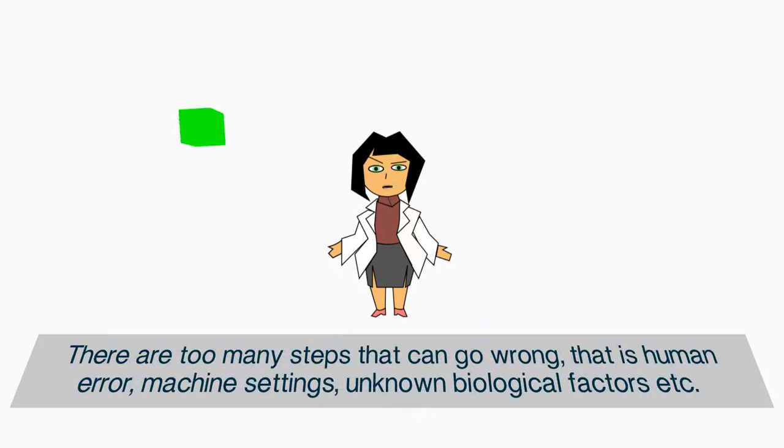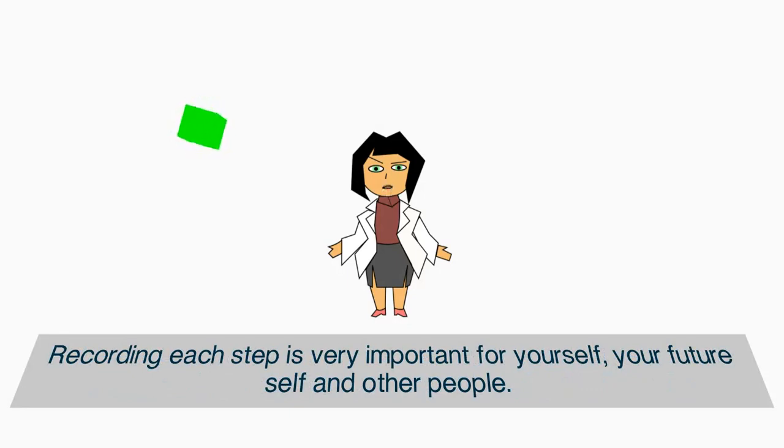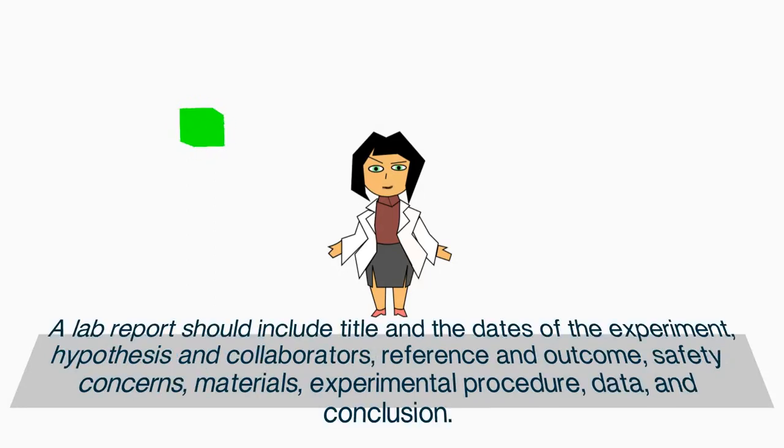There are too many steps that can go wrong, that is, human error, machine settings, unknown biological factors, etc. Recording each step is very important for yourself, your future self, and other people. A lab report should include the title and dates of the experiment, hypothesis and collaborators, reference and outcome, safety concerns, materials, experimental procedure, data, and conclusion.